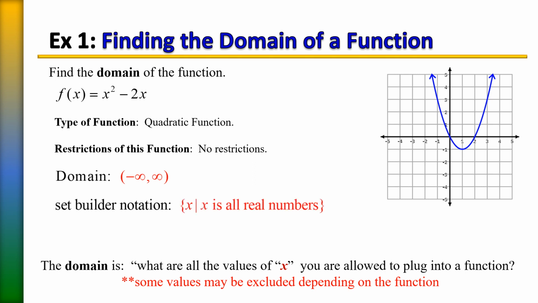Now you can also write that in set builder form, which is the same thing as from negative infinity to positive infinity. X is such that it's all real numbers, and that again would be from negative infinity to positive infinity. There's no values that are restricted or that are not allowed. You can plug in any number into this function.